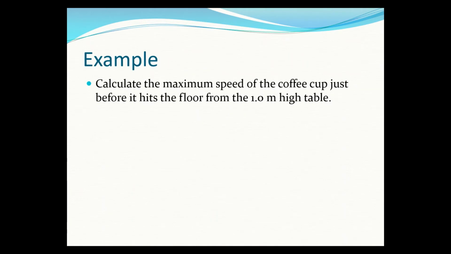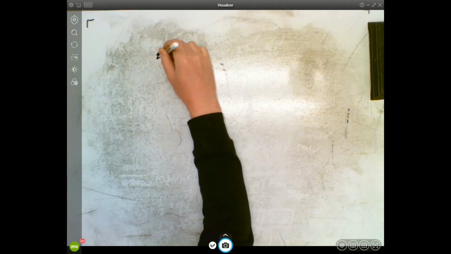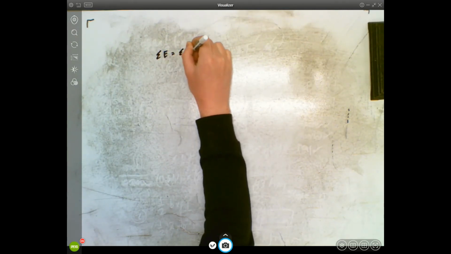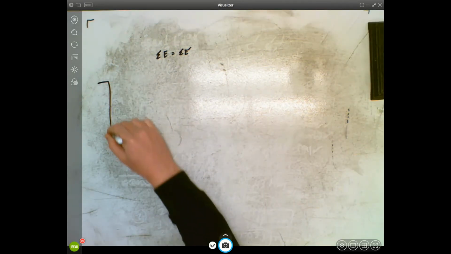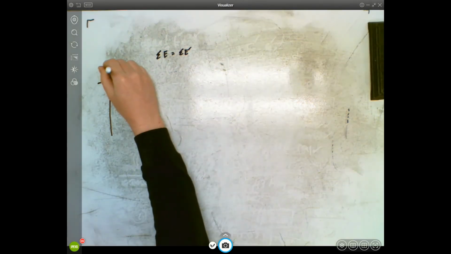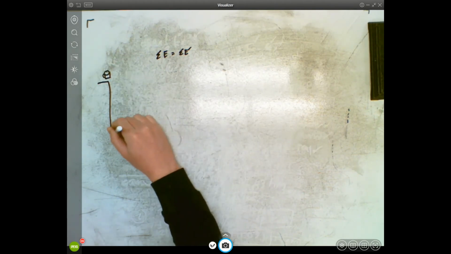Okay, so now this is a different style of question. So same coffee cup. Calculate the maximum speed of the coffee cup just before it hits the floor from the 1 meter tall table. Okay, so what I want to do is I want to write out that law of conservation of energy. So my energy before equals my energy after. And I don't want to write out before and after all the time, so I just use a little tick to represent after. Okay, so if I draw out my coffee cup, so here's my coffee cup here, and here's my coffee cup here. So this is my before and this is after.